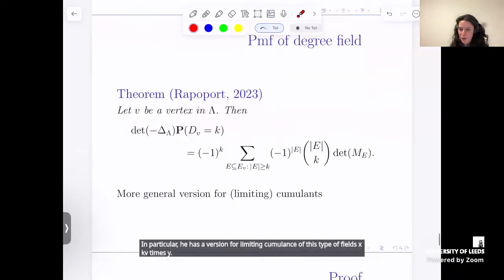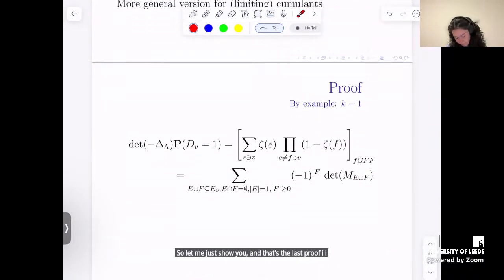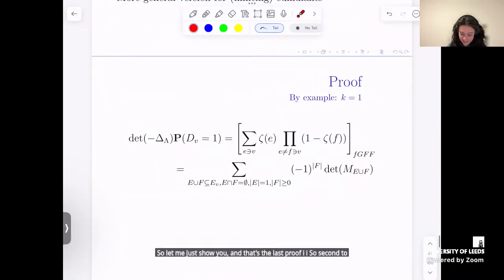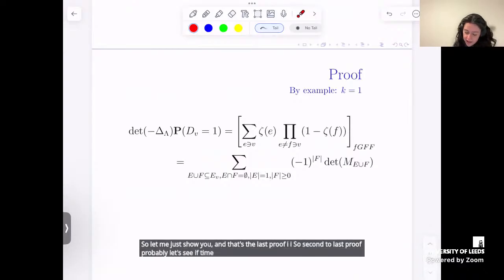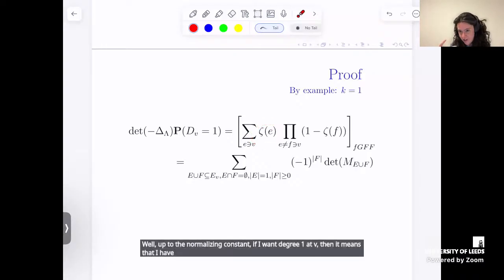So let me just show you, and that's the last proof, second to last proof, probably. Let's see if time allows. So again, let's say that I want to study k equal to 1, which is very similar to what I was doing essentially for the height one field. Well, up to the normalizing constant, if I want degree 1 at v, then I have to choose that one edge that gives me the degree 1, and I have to exclude all the others.